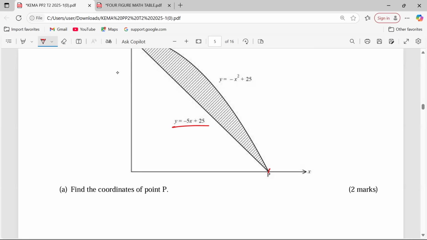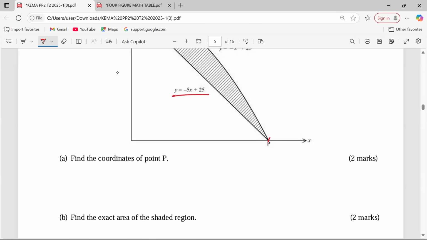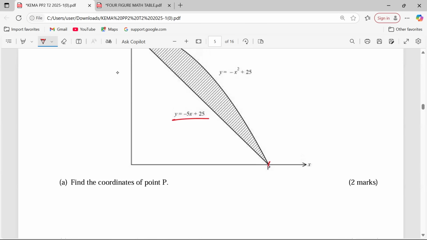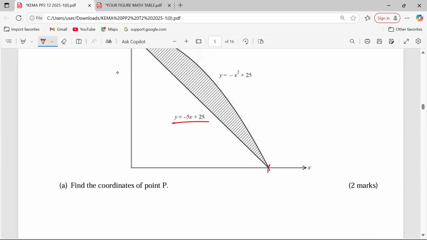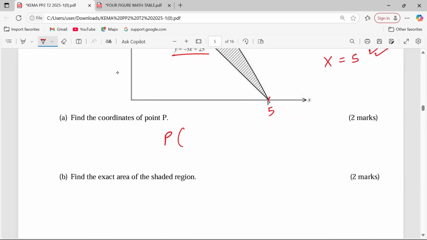And where it cuts the x-axis, the value of y is usually 0. So where this line is cutting the x-axis is the coordinate of P. In other words, we find the x-intercept of this line. So 0 instead of y, negative 5x plus 25. So 5x can become positive here, equals 25, so that the value of x is just 5 after dividing through by 5. If the value of x is 5, then why don't we say that the coordinate of P now is (5, 0)?